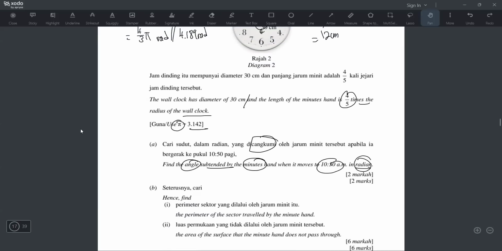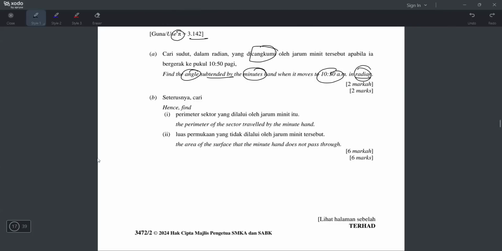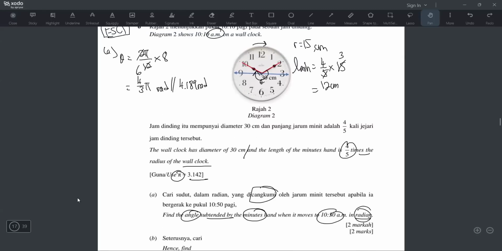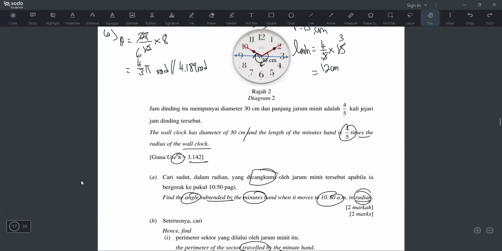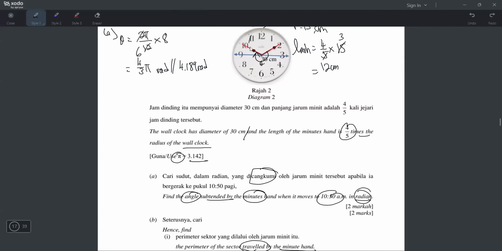Okay, let's do B1. Hence, find the perimeter of the sector traveled by the minute hand. So let's go. B1, find the perimeter of the sector traveled by the minute hand. So which sector are they talking about? Is it this sector? I don't think so, because the minute hand didn't even pass through this part. Because I told you already, the direction is clockwise. So I think the sector they're talking about is this sector right here. They're asking you to find this sector.